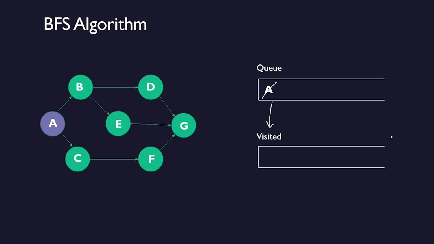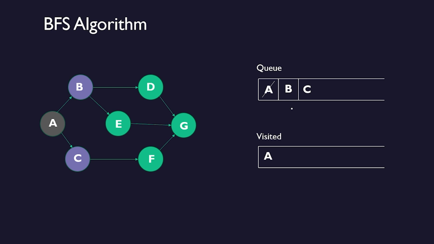But before adding my A onto my visited, I have to do one thing. I have to check what are the nodes which are connected to A. In this case, it's B and C. So before adding my A onto my visited, I have to first add B and C onto my queue. Then I can add A onto my visited, like so.